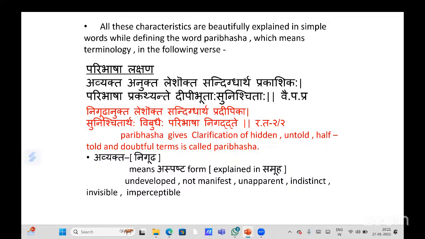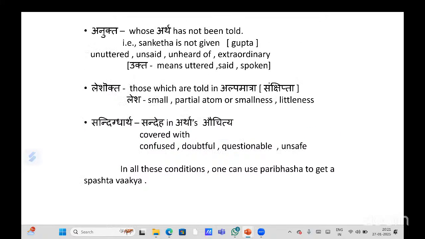Avyakta means which is not properly told or aspashta form. Anukta, whose artha has not been told. Leshukta, those which are told in alpamatra. And sandigdhartha, sandeha in artha or auchitya. Okay, in these conditions, one can use the paribhasha to get the spashta vakya, the exact meaning of those things.